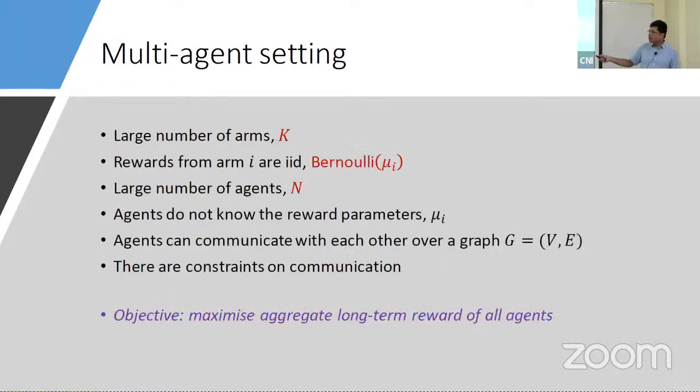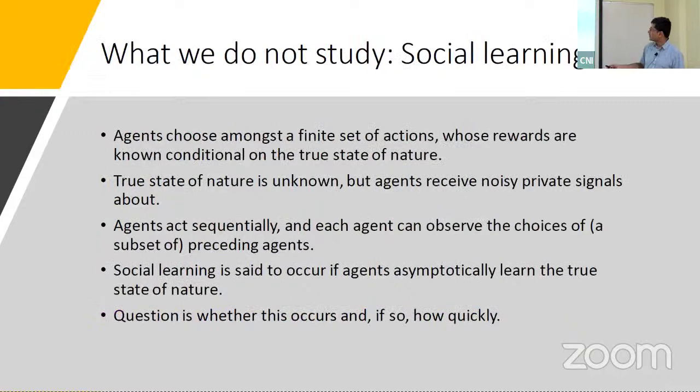Okay, so now let's move on to the multi-agent setting. So we have a large number of arms, and then we also now have a large number of agents. Otherwise, it's the same setting as before. They don't know the parameters, but they can communicate with each other. And very loosely speaking, we don't want them to communicate too much. I won't make it too precise. And the objective is to maximize the aggregate long-term reward. So it is a team problem in that sense, or to minimize the aggregate regret.